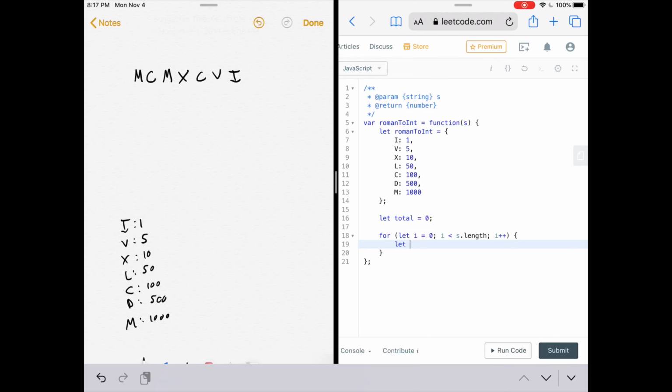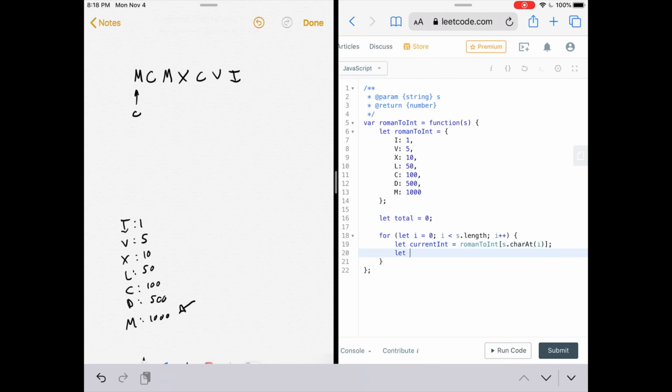So we'll say let currentInt equal, and for this we'll use our map. So romanToInt[s.charAt(i)]. All that's saying is look at the character we're on, which at this point would be the letter M. That'll be current. Pass that through our map down here and give me the int it corresponds to. In this case, it'll be 1,000.